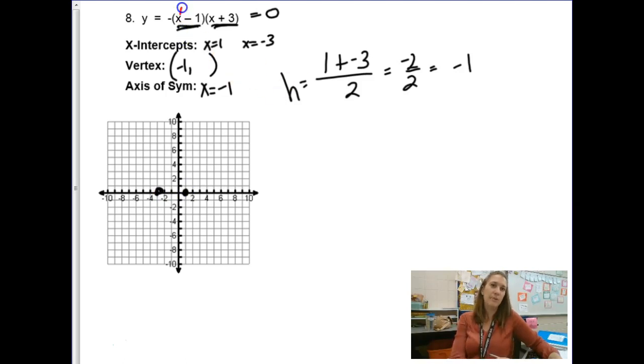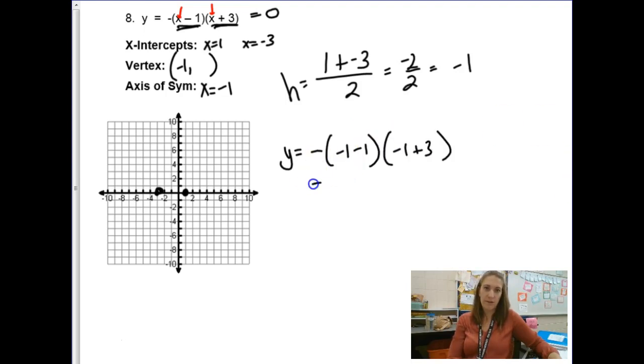I got to figure out what happens when I plug in x equals negative 1 into my function. So for my function, I have negative, and then negative 1 minus 1, and then negative 1 plus 3. So leave the negative in front. That's the a. This quantity is negative 2. This quantity is positive 2. So that's negative 4 times negative 1, so positive 4 is my y value. So at negative 1, 4 is your vertex.